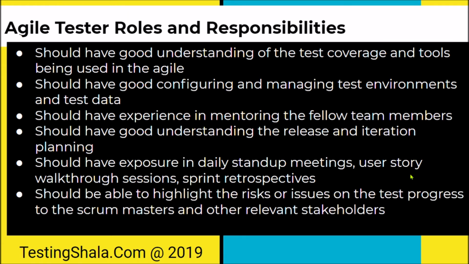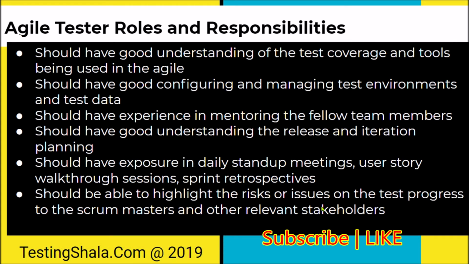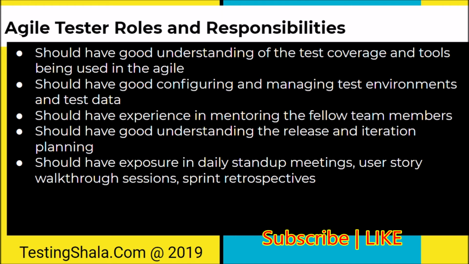So the last thing here is, being an agile tester, he is the sole person in the agile testing world, especially when you're in the scrum teams. Only one or two agile testers will be there in the scrum team. Hence, this person should be able to highlight the risks or issues on the test progress made during this sprint timeline, and you should be able to confirm to the scrum masters and other relevant stakeholders on the progress of the testing. I hope you understood the complete details about the roles and responsibilities of the agile tester.